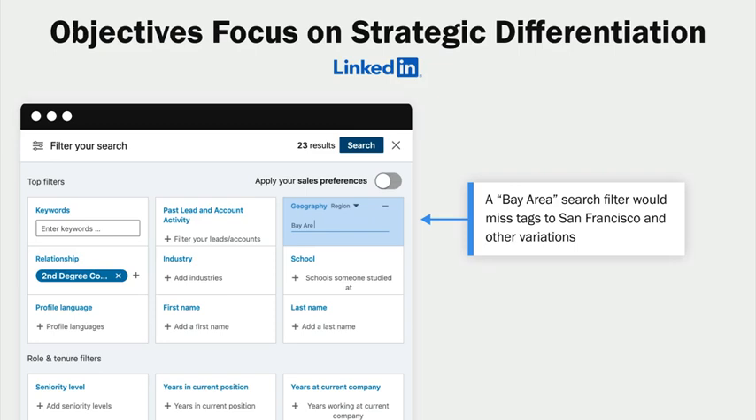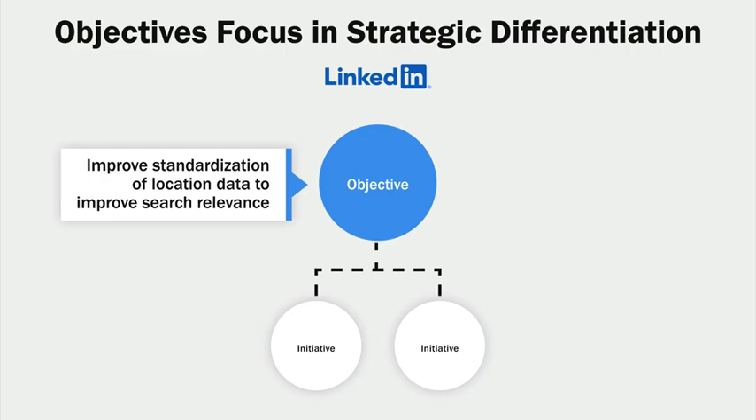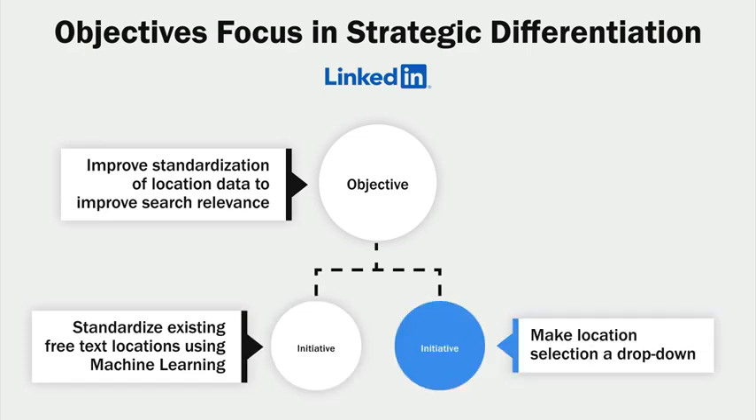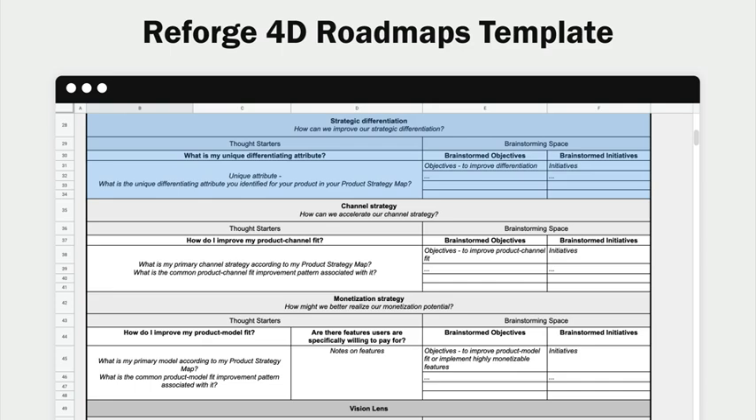When sales professionals also searched for a free text location, it made it difficult for them to find all the relevant results. To solve this, Sales Navigator created an objective to improve standardization of location data to improve search relevance, using initiatives like standardize existing free text locations using machine learning, and make location selection a drop-down instead of freeform. Take the time here to brainstorm your strategic differentiation objectives and initiatives in the Reforge 4D Roadmaps template.